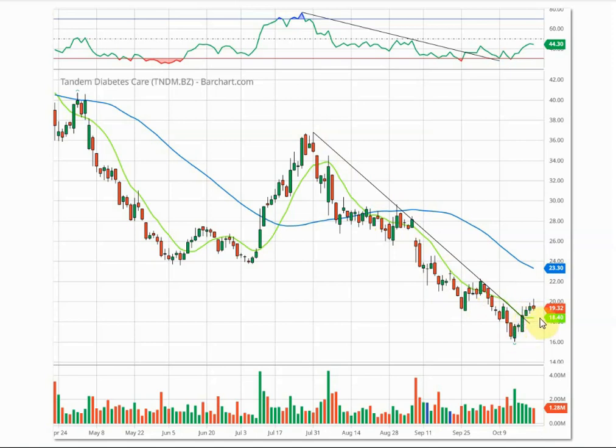It is now above the 10-day moving average. Still needs some work here. The RSI broke above its resistance line, yes, above its resistance line, and we are at 44. Where will it go from here?